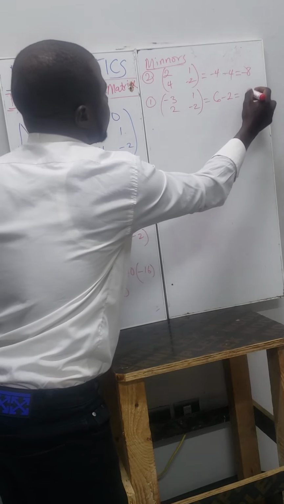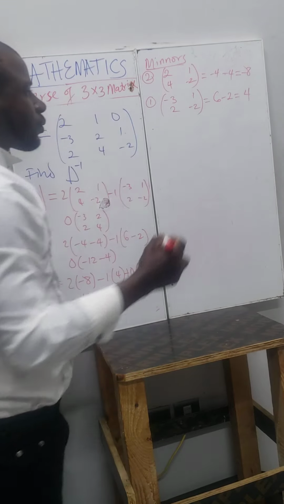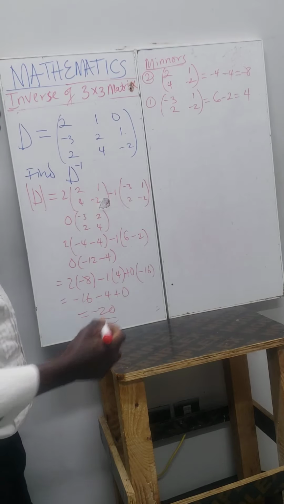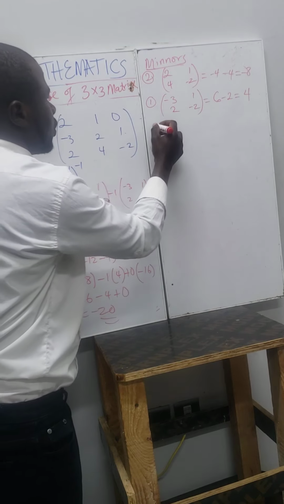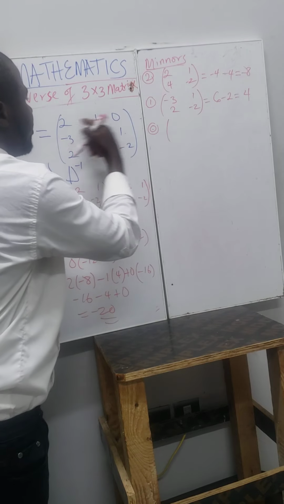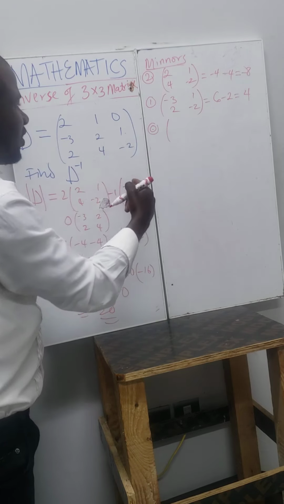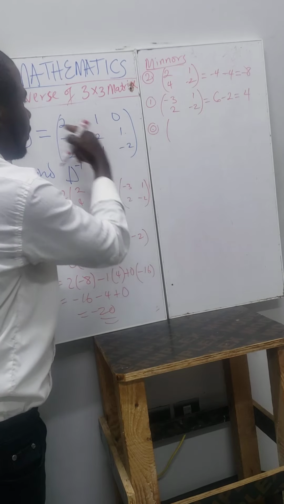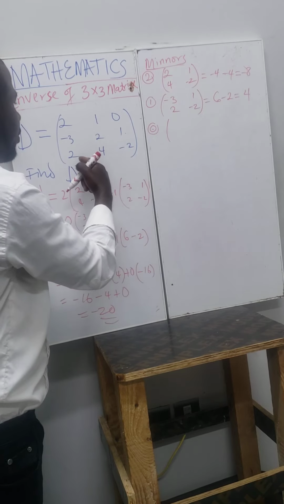6 minus 2 is 4. Are we getting it? Then the third one is 0. The minor on that 0. All the elements along the same row, all the elements along the same column with 0, we block them. Whatever we have left, we write them out.